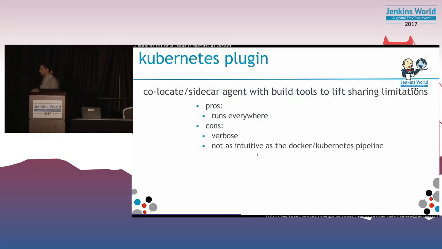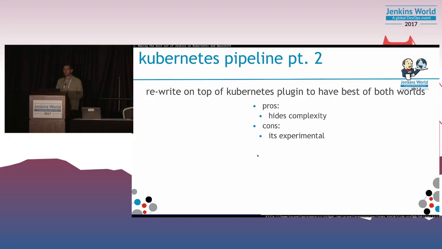This is nice, this works nice, but it is a little bit more verbose than the approach I demonstrated earlier. And also it's not as intuitive. So a couple of months ago, we had the idea of rewriting the Kubernetes pipeline plugin, only this time on top of the updated Kubernetes plugin. This way, we can have the best of both worlds. For example, we have the multi-container pod concept that eliminates the shared file system requirement, but we also have a pretty neat DSL that hides the complexity and the implementation details of the Kubernetes plugin. The major con of this approach is that it is something really, really new. I think that the first official release of the Kubernetes pipeline plugin that supports this concept was last week. So it's highly experimental, and that's why I'd like to show you how it works.